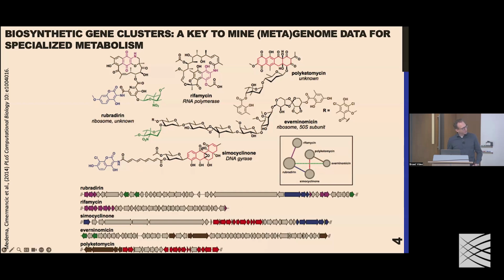Here you see, for example, this coumarin moiety in blue, in rubradirin, is shared with this other molecule, simocyclinone. And you see also between these gene clusters, the corresponding genes that are responsible for making that part of the structure are also shared. So looking at the genes within these gene clusters can therefore tell you quite a bit about the chemistry.